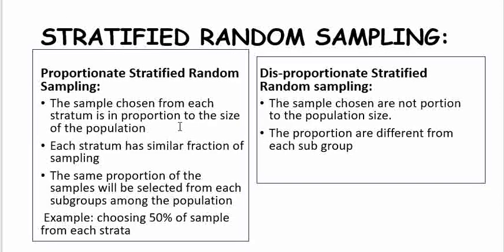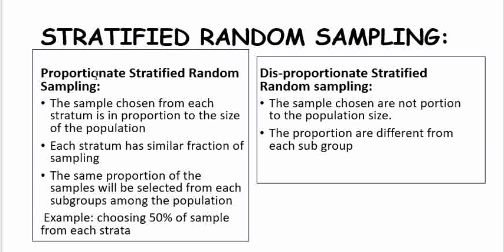Stratified random sampling has two types: proportionate stratified random sampling and disproportionate stratified random sampling. The sample chosen from each stratum is in proportion to the size of the population. So from whichever strata we are using, the sample is proportionate to the whole population, that is proportionate stratified. If the samples chosen are not proportionate to the population size, that is disproportionate. Each stratum has a similar fraction of sampling. The same portion of samples will be selected from each subgroup among the population, for example choosing 50% of samples from each strata. So we are selecting equally from different strata.